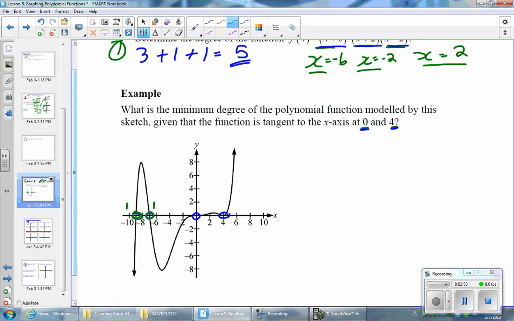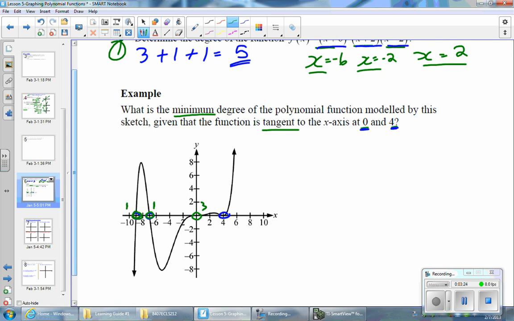Okay, now let's move on to the origin. We know that at the origin, it's tangent to that point. So it's tangent to, but take a look, it also crosses at that point. So it's tangent to, it crosses, hence the multiplicity of this 0 is odd. And since we're working with minimum here, the minimum multiplicity would be a 3, because it's tangent to and it crosses.